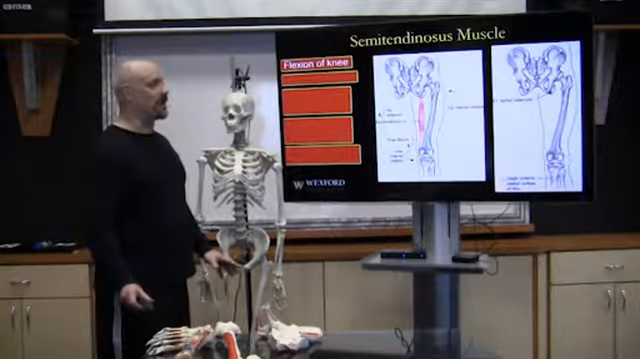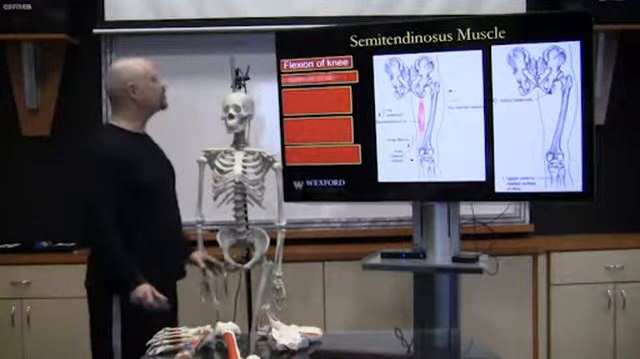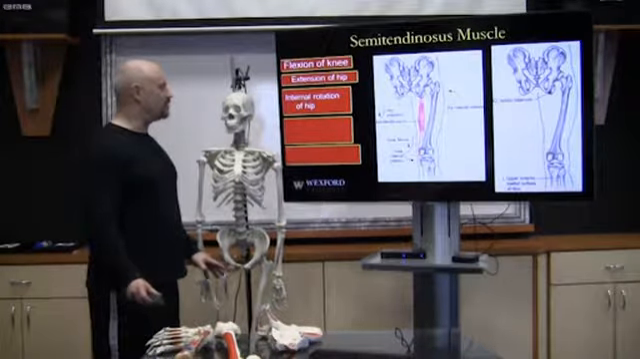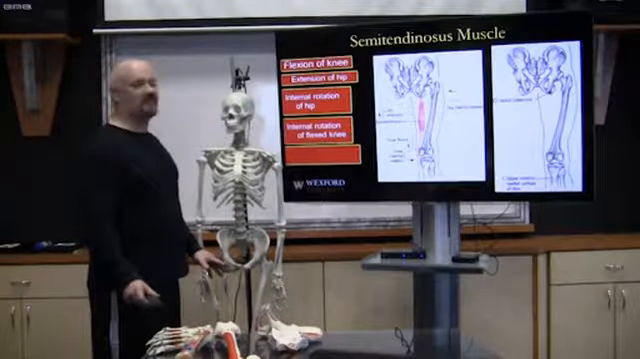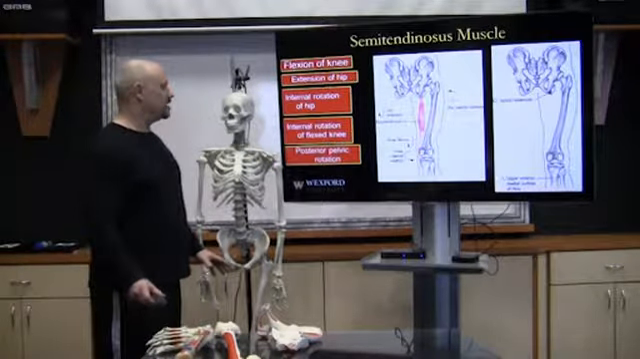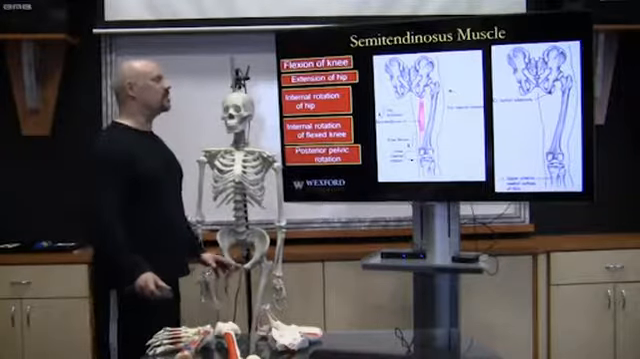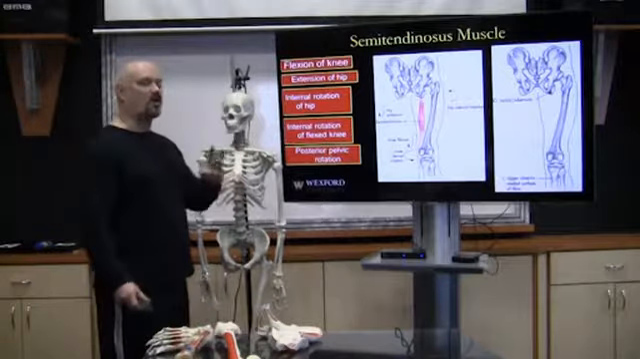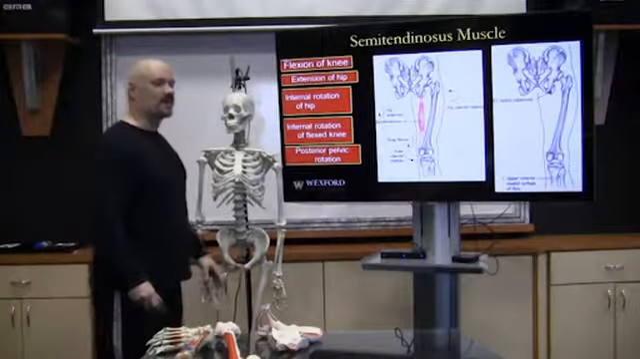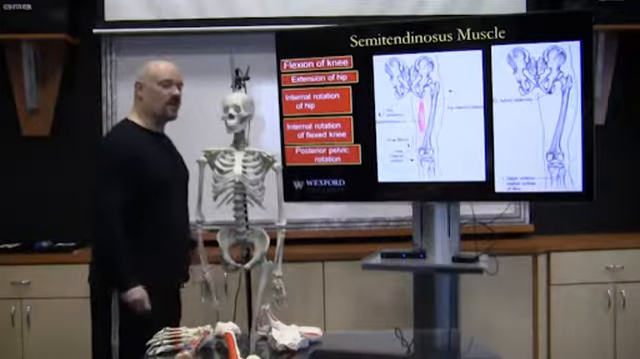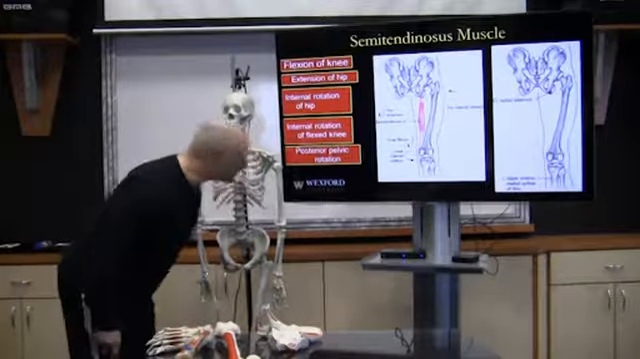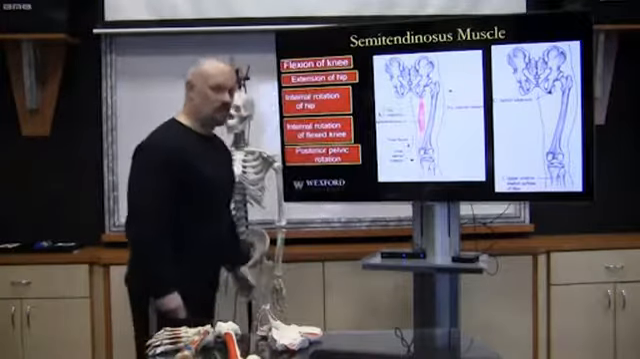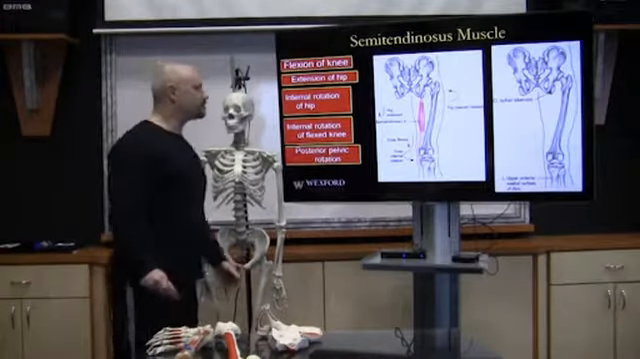Semitendinosus, once again, it's part of the hamstrings. Flexion of the knee, extension of the hip, internal rotation of the hip, internal rotation of a flexed knee, and posterior pelvic rotation when the foot is fixed. Remember too, this applies to all three of the hamstrings. When the foot is fixed and you rotate at the hips and come back up, when these hamstrings pull, look where it's attached. When it shortens, it'll pull on the pelvis and help extend.